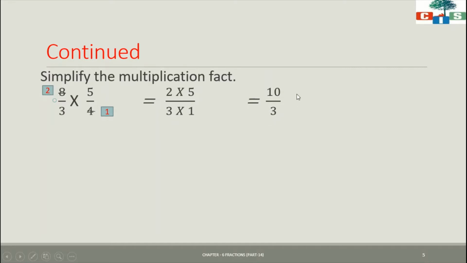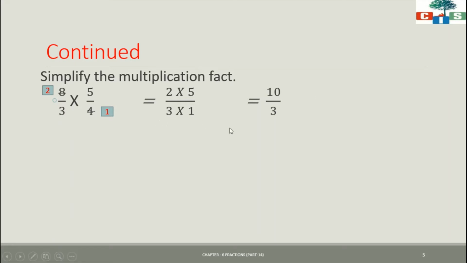Now scholars, we have to convert this improper fraction. What is an improper fraction? When the numerator is greater than the denominator. We have to convert this improper fraction to a mixed fraction. We divide the numerator by the denominator. Here I am not showing you the division. You have to do it by yourself and find the quotient and remainder. So when I divide 10 by 3, I get quotient 3 and remainder 1.